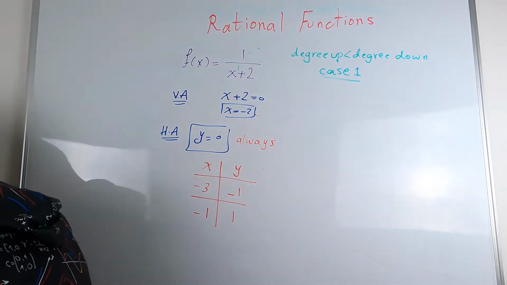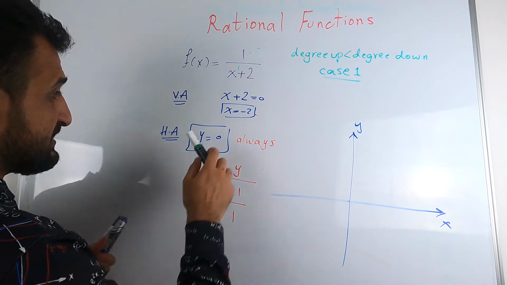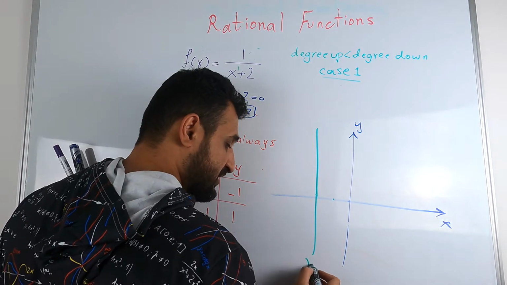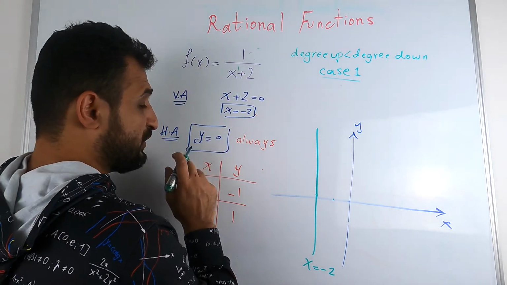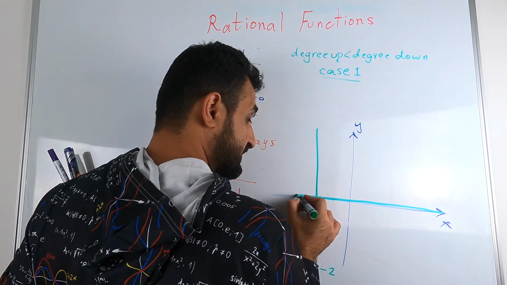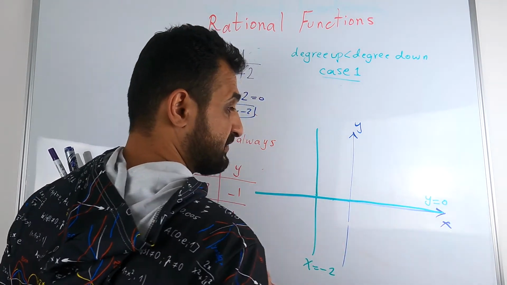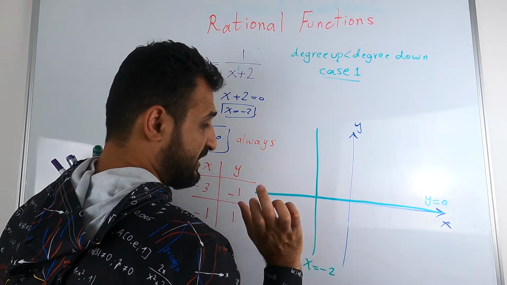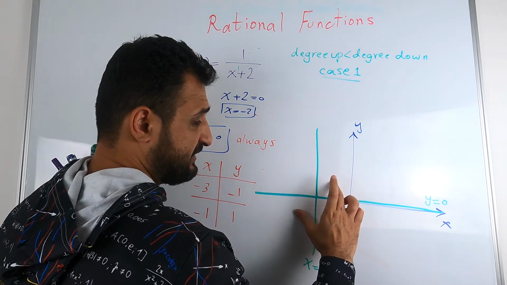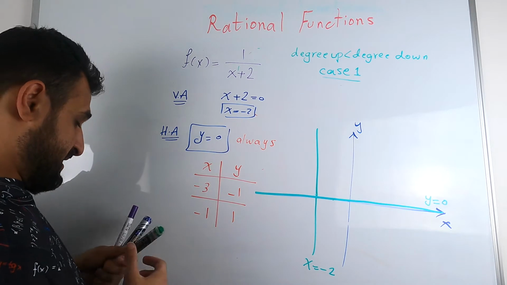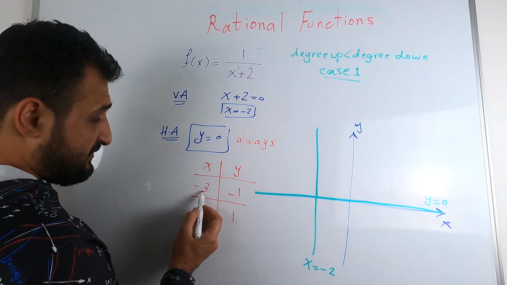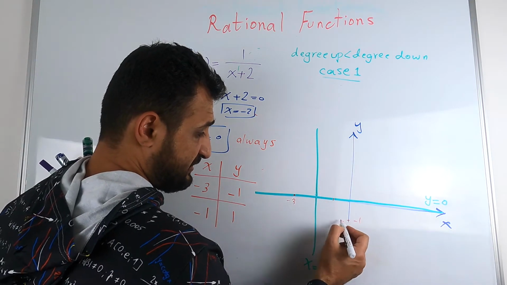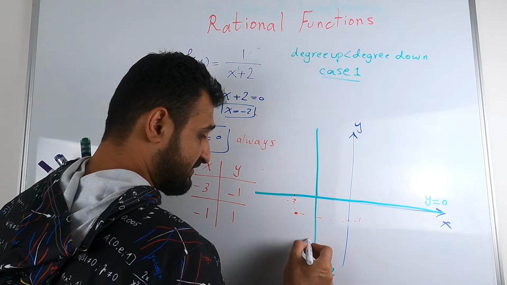Now x and y, where are the asymptotes? I have x equals to negative 2. So this is x, negative 2 is here. And the other one, the horizontal asymptote, y equals to 0. So it's here. So here I have two asymptotes. So either my graph will be here and here or here and here. The helping points will help me. I have x negative 3, y negative 1. So negative 1, negative 2, negative 3. This x is negative 3, y is negative 1 here. So that means the graph will be in this part.